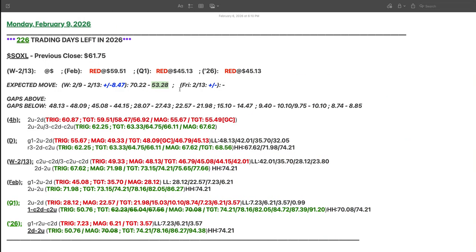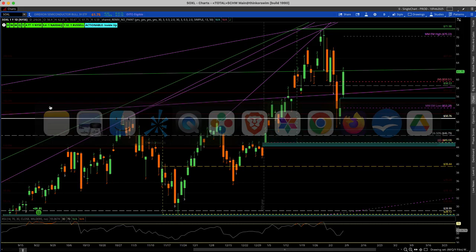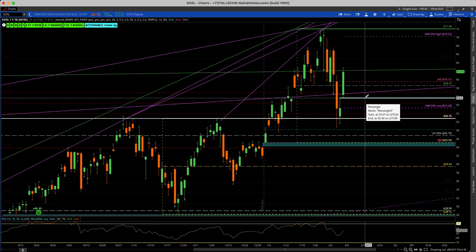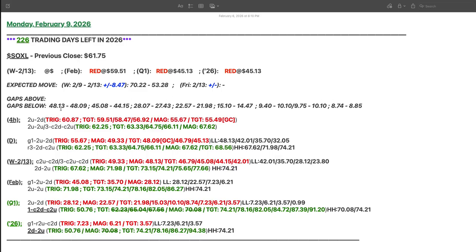If we go to our notes, right, we talked about where the gaps are, right? Don't have any above right now, but we know that we've got plenty below. And actually, I forgot to mark in the new one. So let's look at that. Where was that? Yeah, here we go. 55.67 to 55.49. All right. So we know where our gaps are below. Don't have any gaps above.